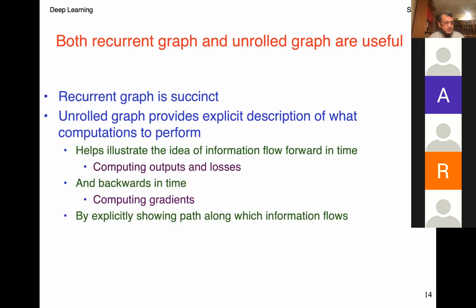Why don't we just use the circuit diagram? Fine, it tells you what is going on, but explicitly what the relationships are is better obtained by looking at the computational graph. It helps illustrate the idea of information flow forward in time, computing outputs and losses, and backwards in time, computing gradients, by explicitly showing the path along which information flows.